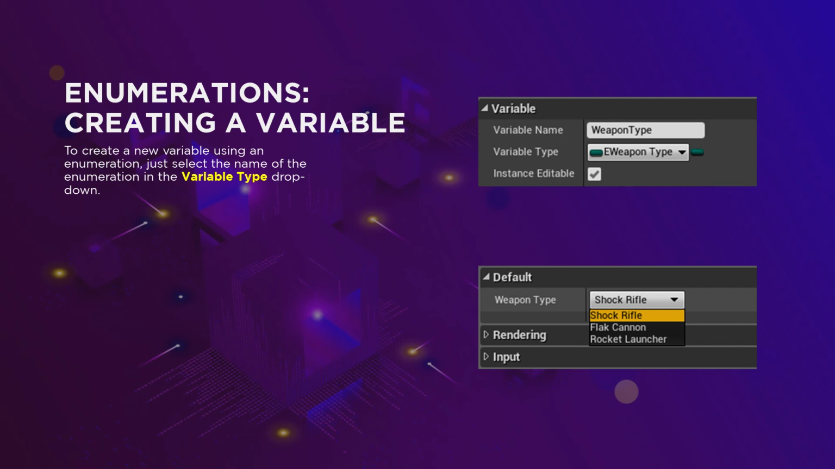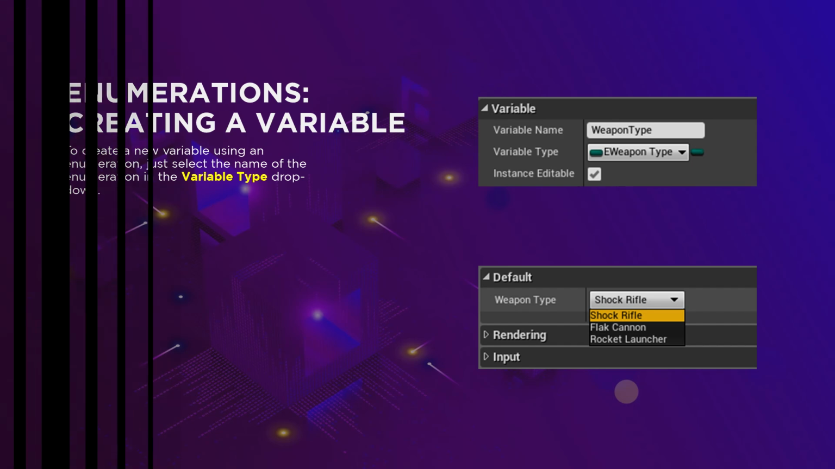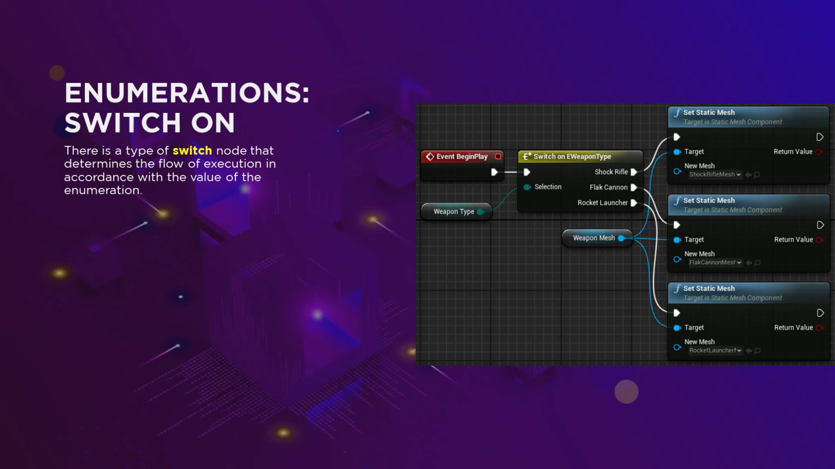Set the instance editable property to true so that the value of the enum can be chosen in the level editor. The bottom image shows the values that can be chosen for the enum variable. There is a type of switch node that determines the flow of execution in accordance with the value of the enumeration. In the image shown, weapon type is an enumeration variable and weapon mesh is a static mesh component. The static mesh will be set according to the type of weapon.